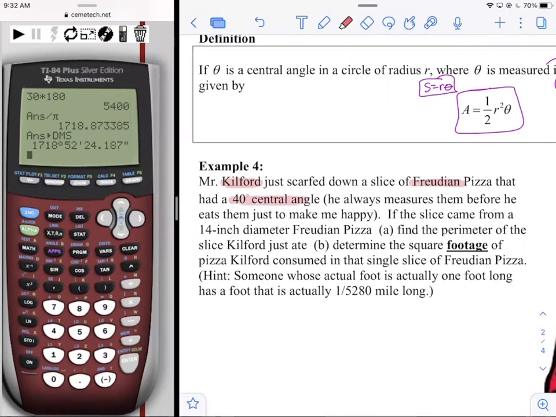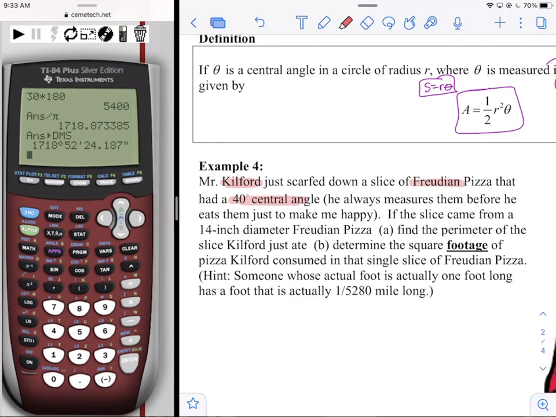Now, I know you're saying to yourself, how does Mr. Kilford know that the central angle is 40 degrees? Well, here it is. He always measures them before he eats them to make me happy. He knows I'm a data collector. If the slice came from a 14-inch diameter Freudian pizza, I think you can get these at the New York Pizza Pub next week.